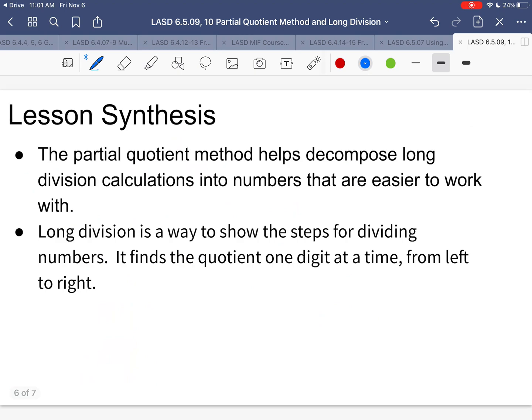So the partial quotient is helpful for decomposing long division calculations into numbers that are easier to work with, just taking it one step at a time with friendly numbers. Long division is another way to show the steps. It finds the quotient one digit at a time from left to right.